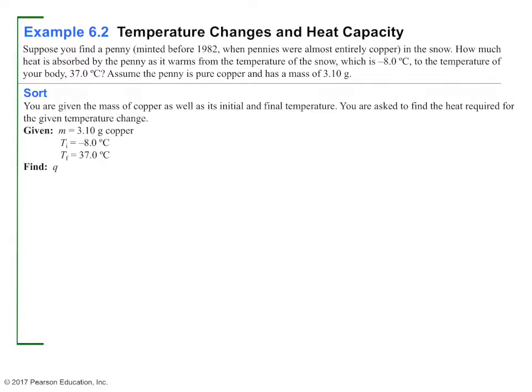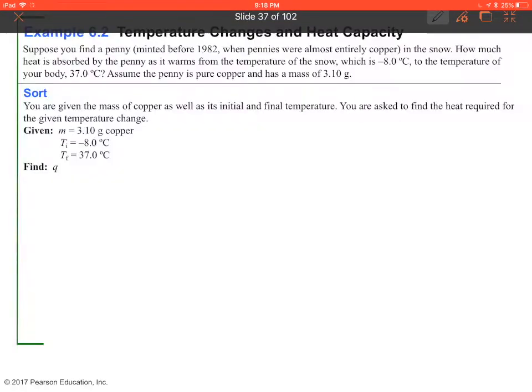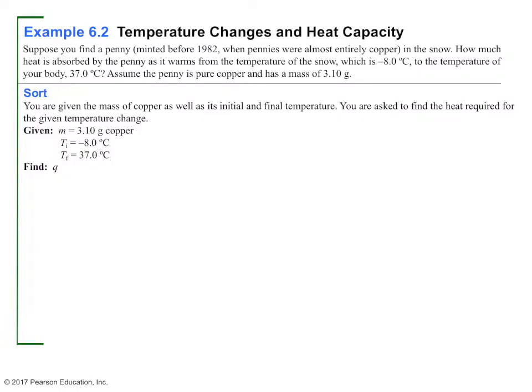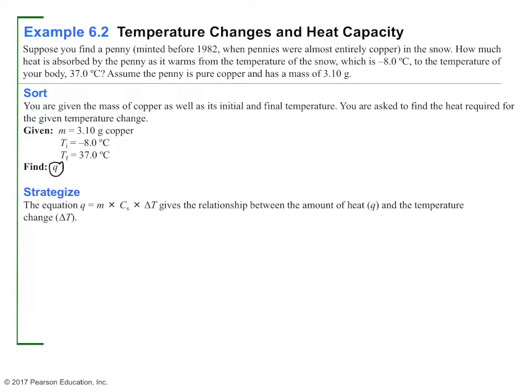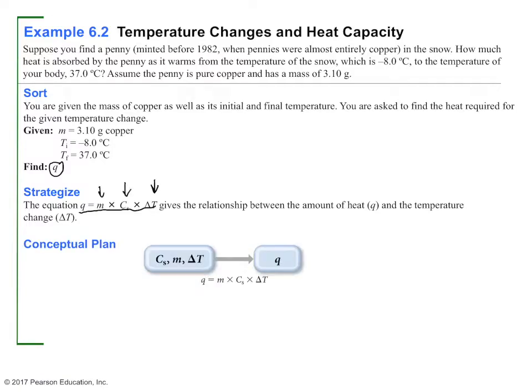So you're given the mass. You are given the initial temperature, which is negative 8 degrees Celsius, and you're given the final temperature, which is 37 degrees Celsius, and we want to find Q. We want to find the amount of heat required. So the equation we're going to use is Q equals m, the mass, times the specific heat times the change in temperature. We're going to plug it in to solve for Q.